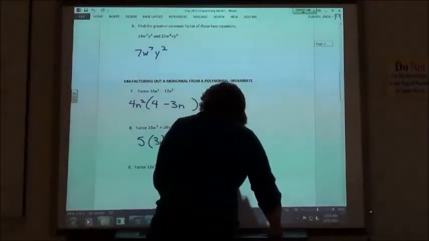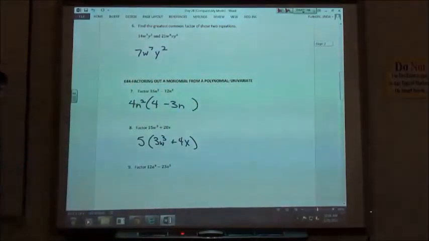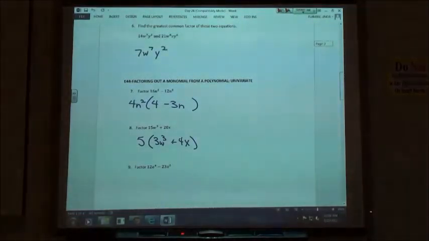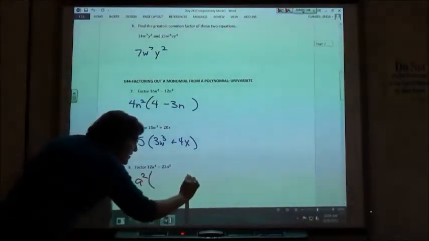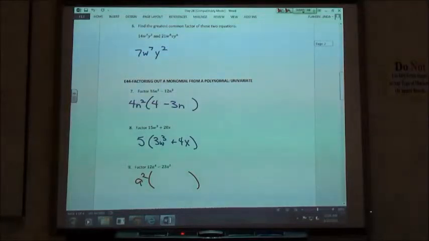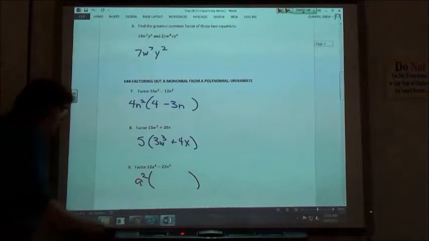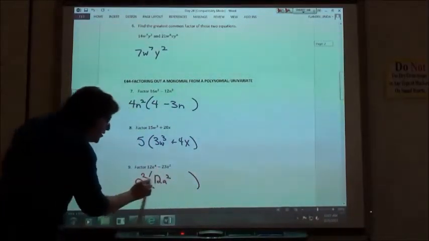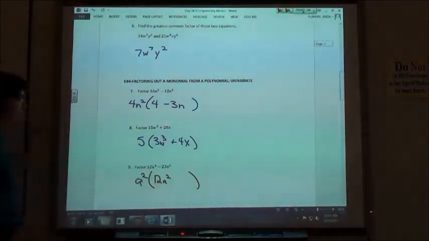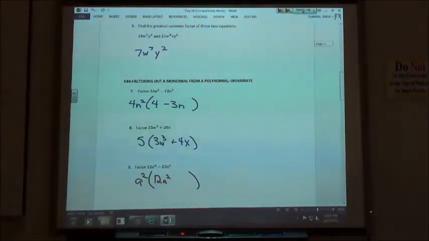Number 9 there, if I have 12a to the fourth minus 23a squared, their greatest common factor is a squared. So just an a squared, right? So a squared would go out in front because that's the only thing I can divide out of both of those. 12a to the fourth divided by a squared would be 12a squared, because 4 minus 2 is 2. And then negative 23a squared divided by a squared is just the minus 23.